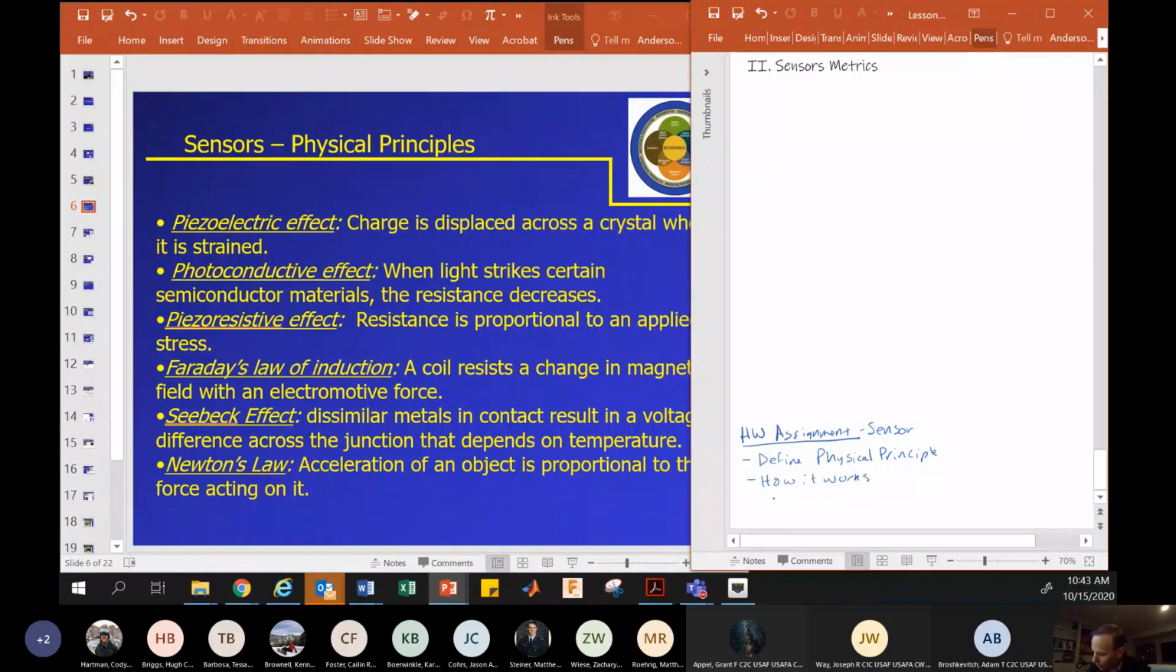A lot of times, most of these principles are being used in sensors, but some of them are a little more obscure, and you may not be able to find an existing sensor that uses this principle. But tell me how it might be used for that, or what you would sense with it. So then I want about a half-page summary and email it to me.